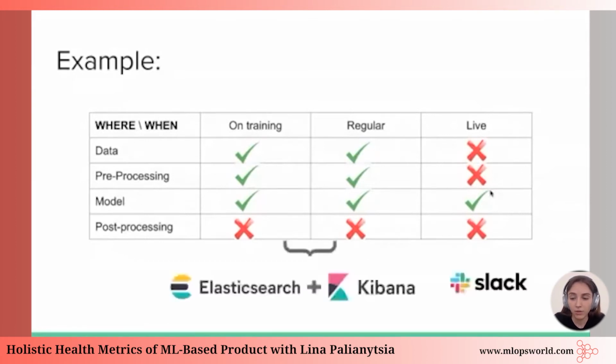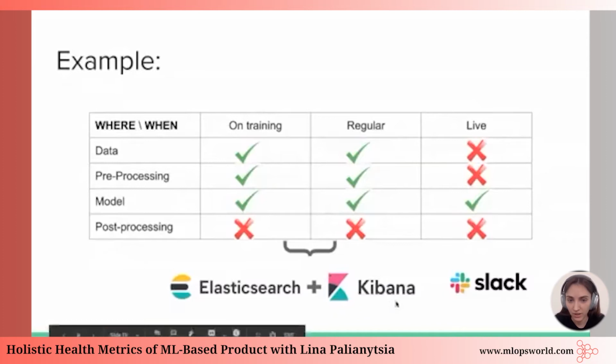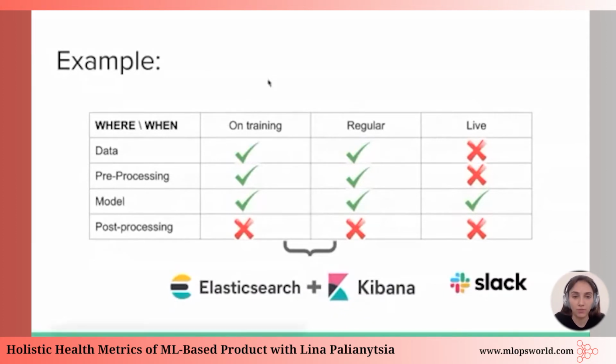And about tools that you can use: Elasticsearch plus Kibana visualizations or Grafana visualizations for these two blocks on training and regular. And for alert notifications, you can use Slack. It's a pretty easy integration, and with Slack you have basically two types of messages. The first one is the standard one, and the second is when you can notify the whole channel if your metrics don't look right.